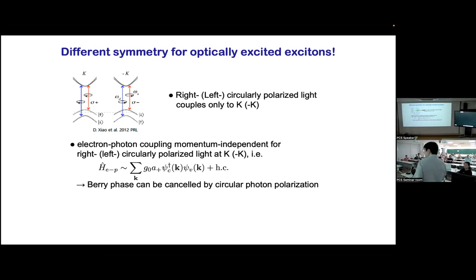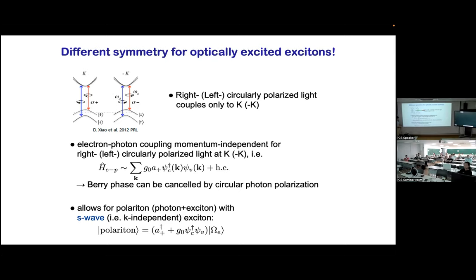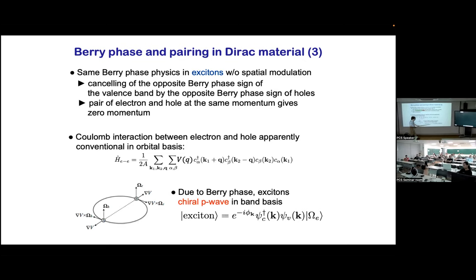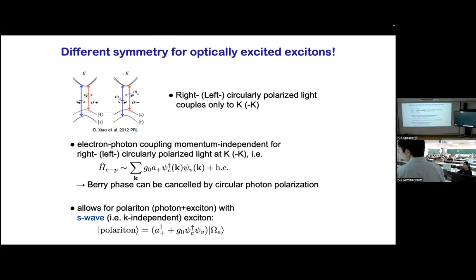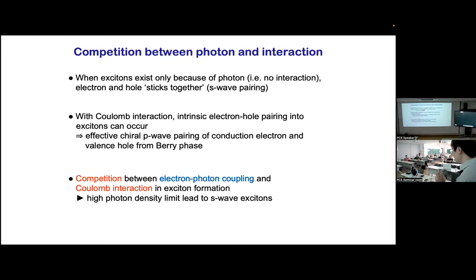from ψ_c† and ψ_v, can be canceled out by the correct circular photon polarization. And what this implies is that if you're forming polariton excitons entirely from circularly polarized light, the exciton symmetry is going to be S-wave. So basically, depending on the mechanism of how you form your exciton, you're going to have different symmetry for your exciton in this material. So this is going to be the main starting point for everything that follows.